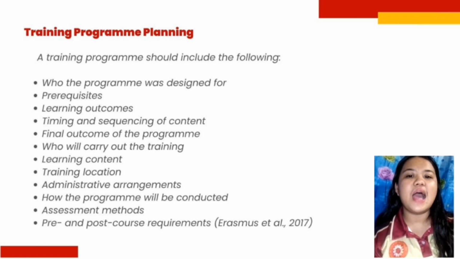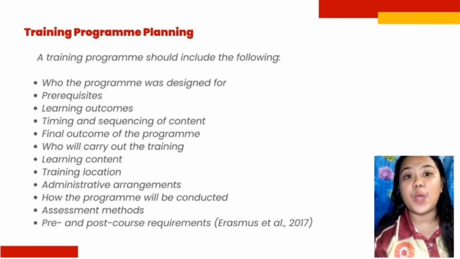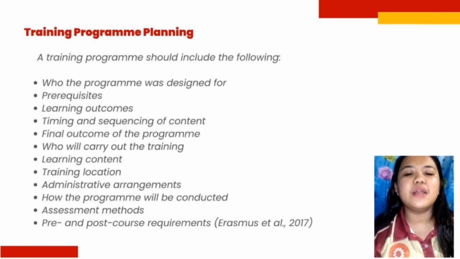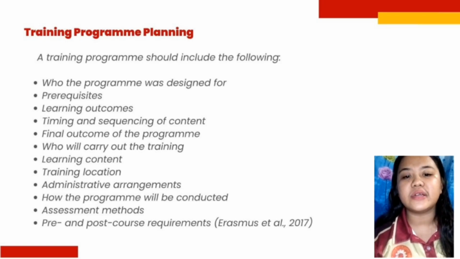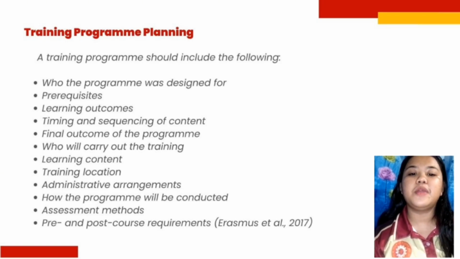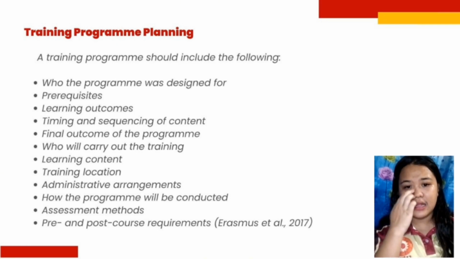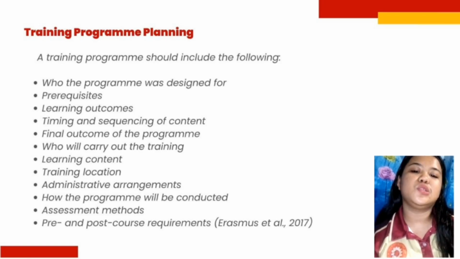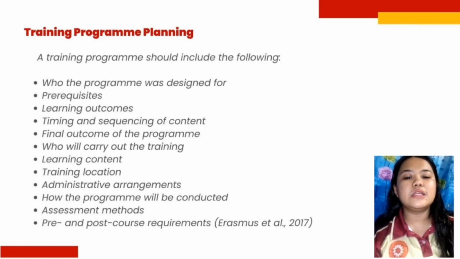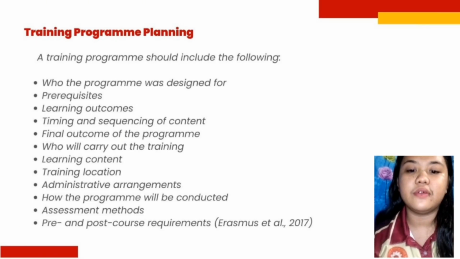So, lastly, we have training program planning. In training program planning, we have 12 important things to know. First one is who the program was designed for. So, we need to know the target learners or participants. Second one is prerequisites. We need to require prior knowledge needed before joining the training. Third one is learning outcome, what learners expect to achieve by the end of the training.